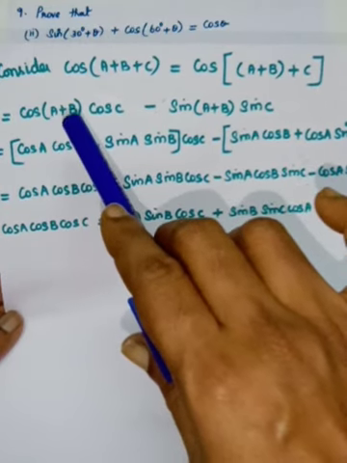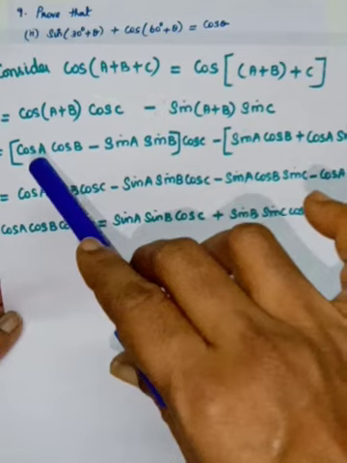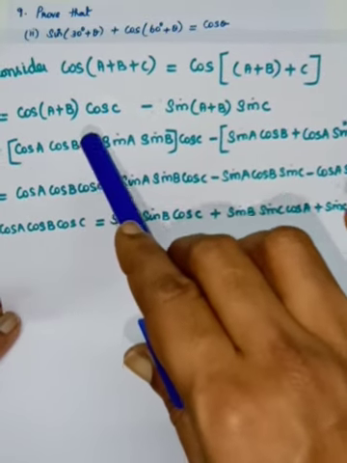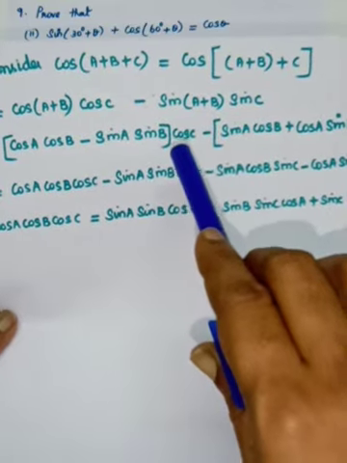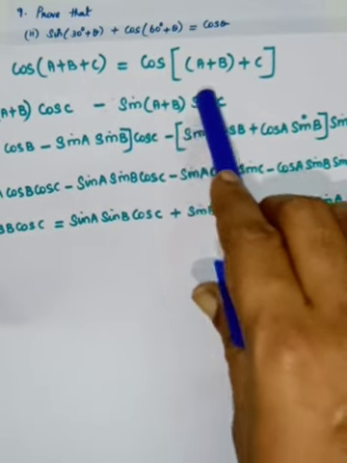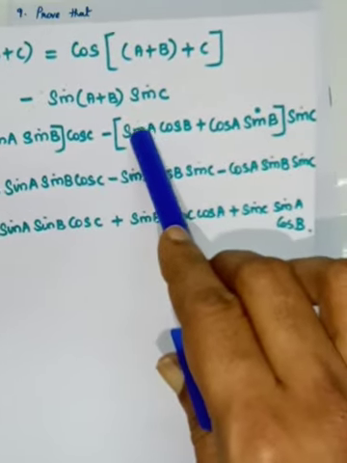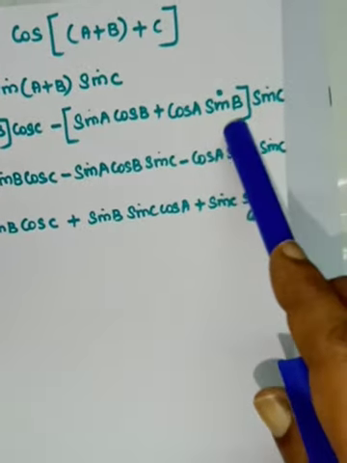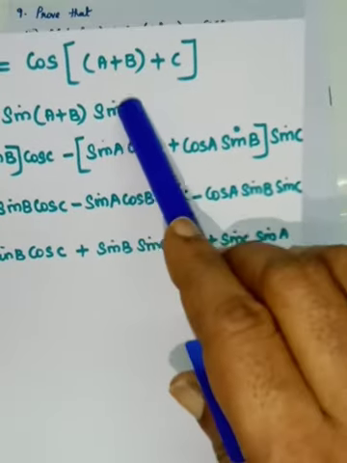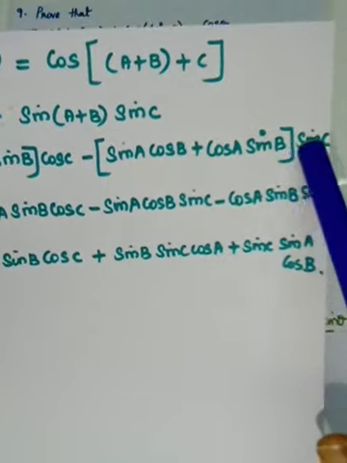What is cos(A+B)? Again, it is in the form of cos(alpha + beta). So it is (cos A cos B minus sin A sin B) into cos C, minus sin(A+B). Sin(A+B) can be written as (sin A cos B plus cos A sin B) into sin C. Why is it into sin C? You see here it is given, so into sin C.